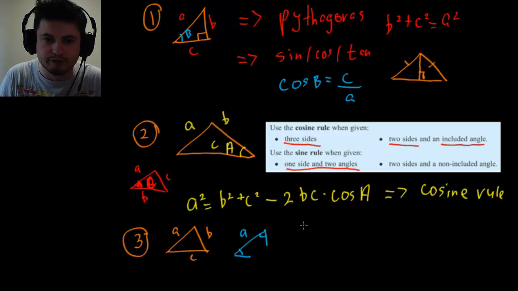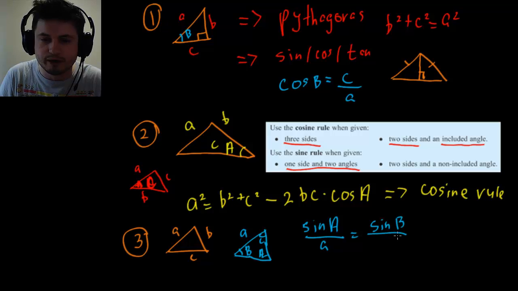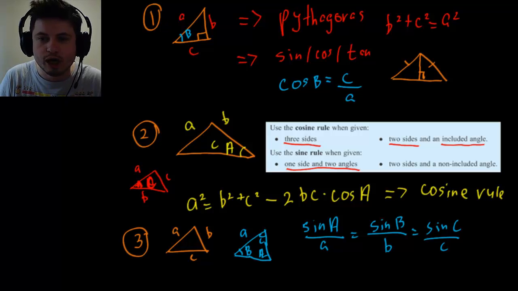You would use the fact that this is B and this is C, and this angle right here is A, and you know that sine of A divided by A creates a constant ratio. It will equal sine of B divided by B and sine of C divided by C. So this ratio will be constant, so you can find any side using this, as long as you have one side and two angles, or if you have two sides and a non-included angle.